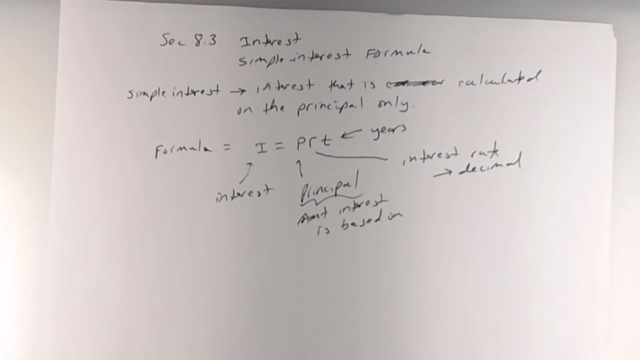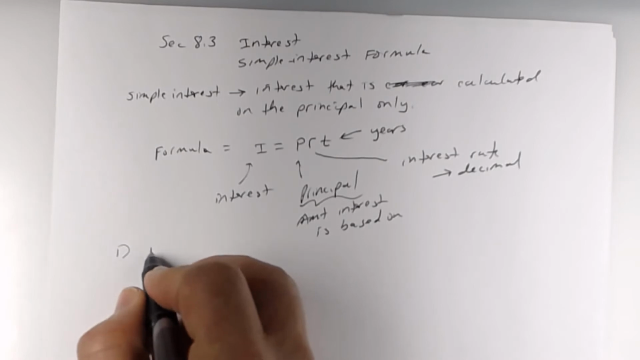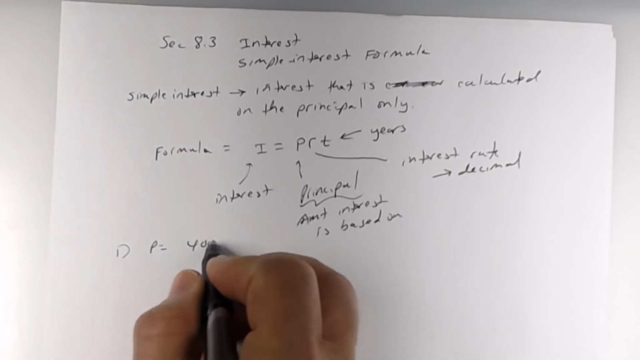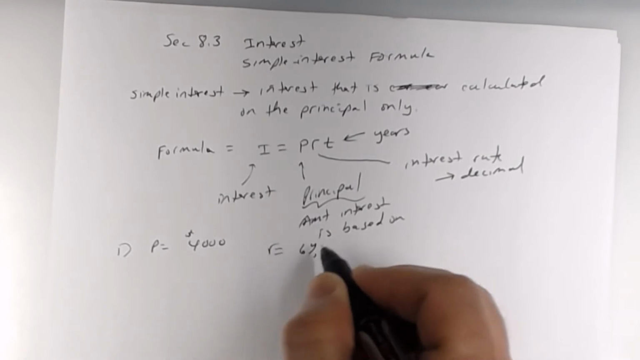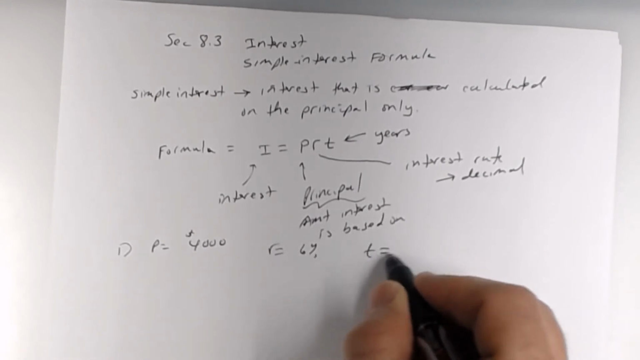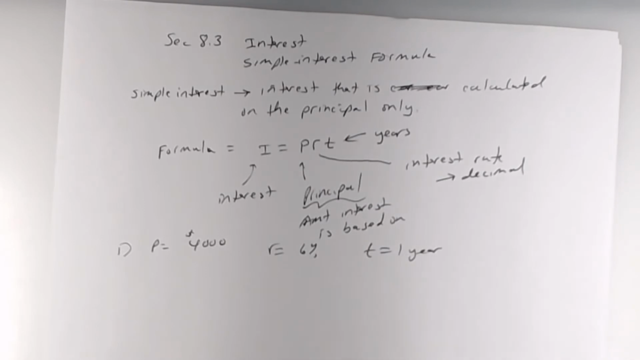Okay, so number one, you're told the principal is 4,000. So you borrow $4,000. The interest rate is 6%, and the time is 1 year. So you want to find out how much interest is owed on that loan at the end of 1 year.